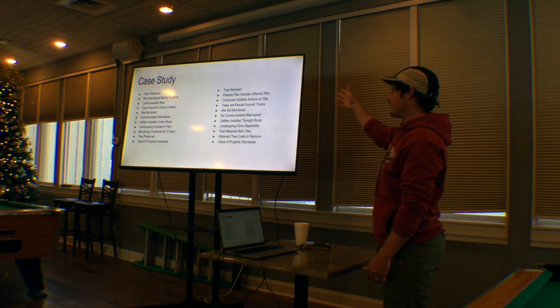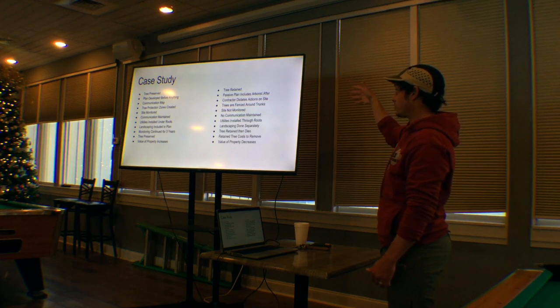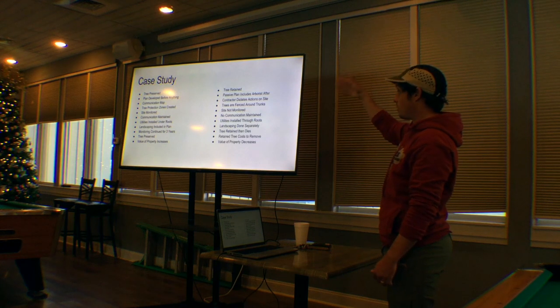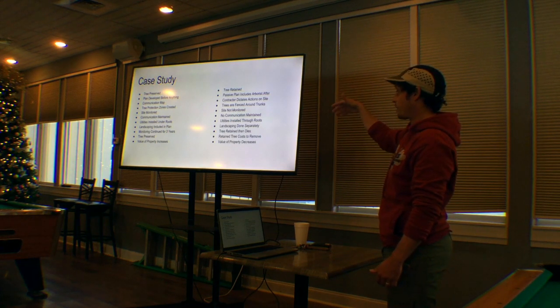The tree is retained: passive plan includes an arborist after the fact, contractor dictates the actions on site, trees are fenced around trunks, site was not monitored, no communication was maintained, utilities installed through the roots, landscaping done separately. Tree retained, then dies, retained tree costs to remove, value of property decreases.